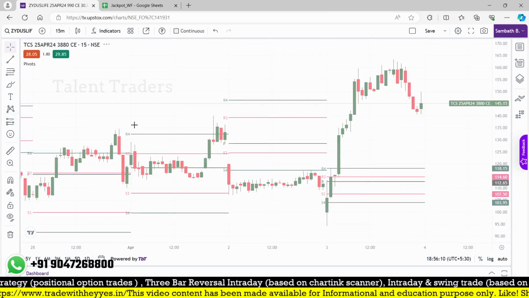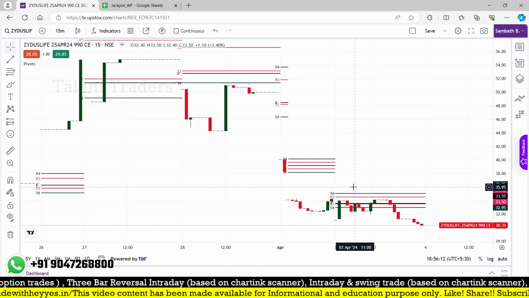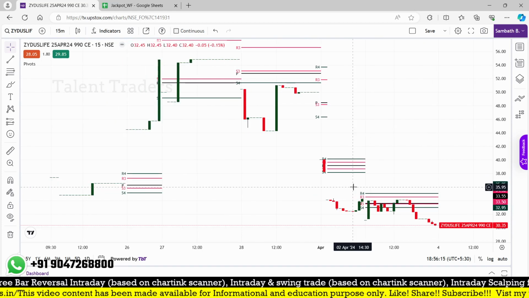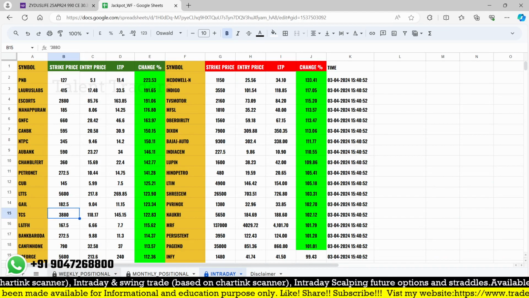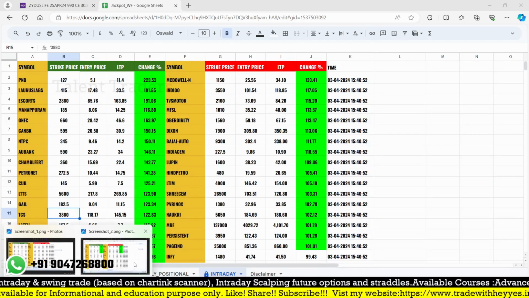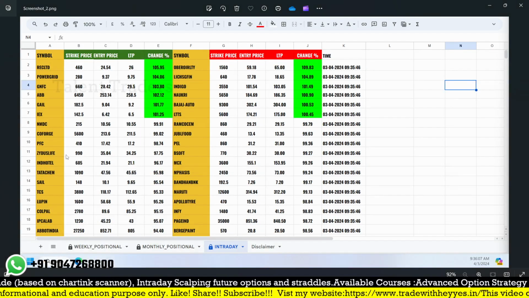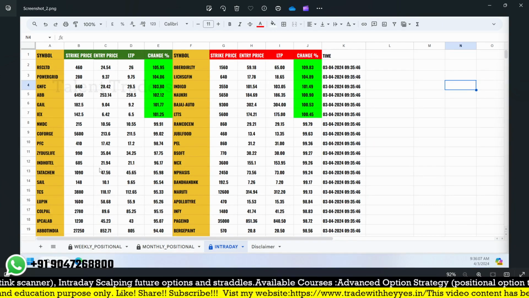Whether it gives you an opportunity or not, it doesn't provide you an opportunity. I think it is not liquid yet. Let me check ZS Life. What is that, ZS Life or Laurus Labs? Let me check it. ZS Life. It is not liquid yet. Simply there is no opportunity.